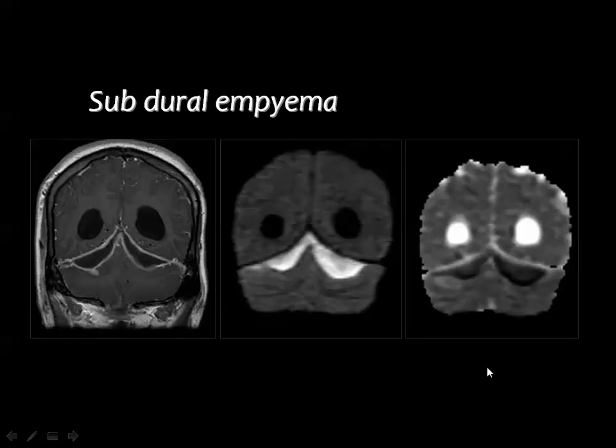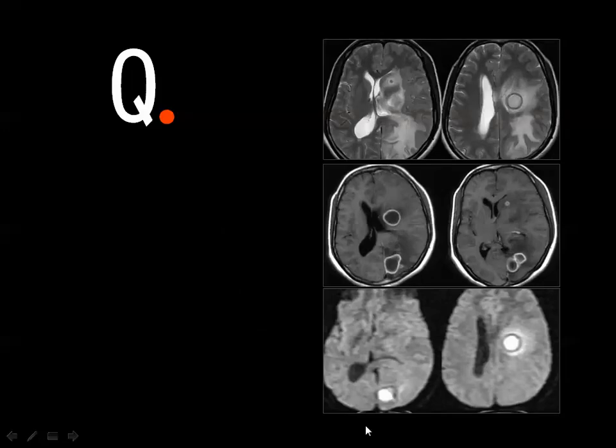A fourth example of subdural empyema in the tentorium, T1 weighted image coronal post contrast with marginal enhancement, and here you see bright signal, low signal in the ADC, meaning that you have restricted diffusion.